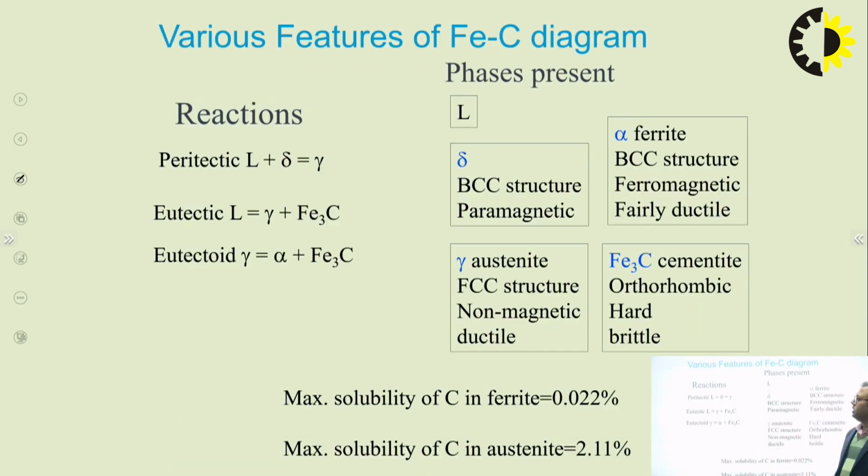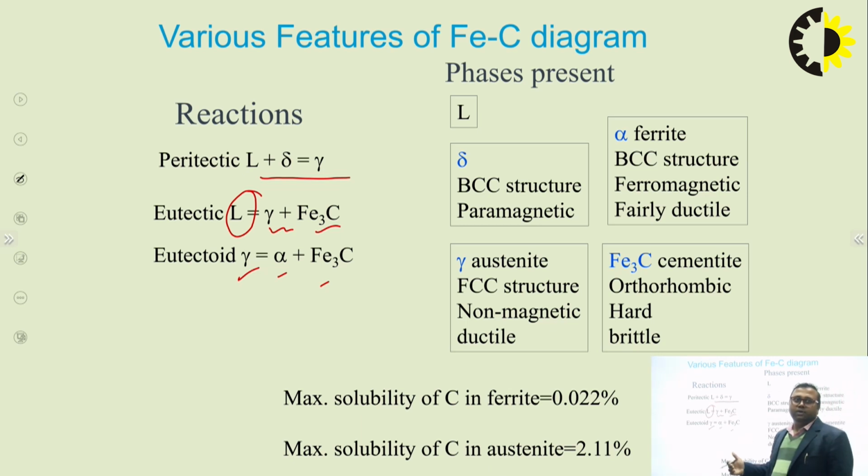So these are the three reactions: peritectic, liquid plus delta gives austenite; eutectic, liquid converts into austenitic phase and cementite phase; and eutectoid, austenite converts into alpha phase and cementite phase. These are the different phases present: delta, which is BCC structure and paramagnetic. Then gamma austenite, which is FCC structure and non-magnetic. Then alpha ferrite, which is BCC structure, ferromagnetic, and fairly ductile. And then Fe3C, that is cementite, whose structure is orthorhombic, hard and brittle.